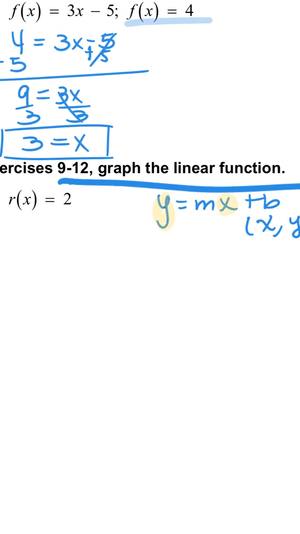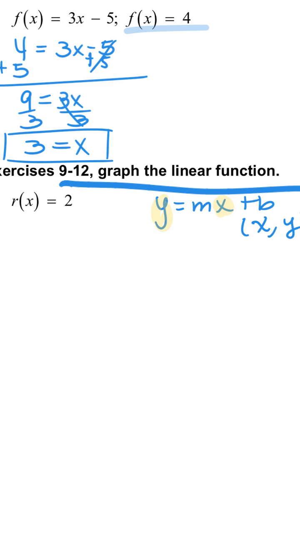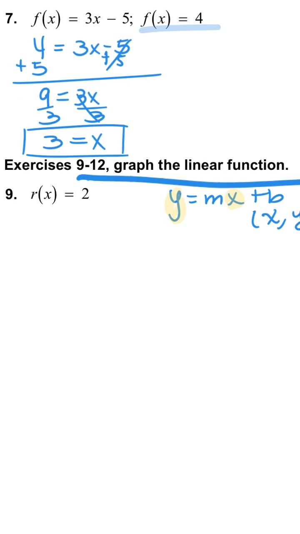So here, in number 9, we have r of x equals 2. If you recall from the last lesson that we took the test on, we established what? R of x is the same as what? y, which is our output, correct? Yes. So here we could just simply say what?